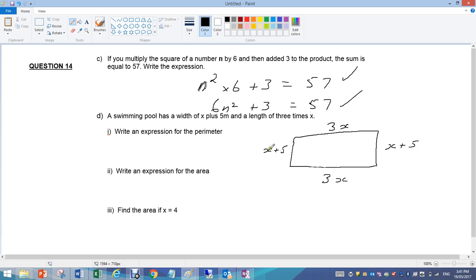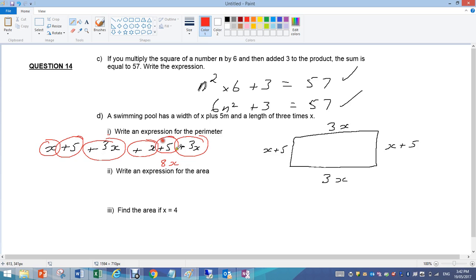Write an expression for the perimeter, so that'd be x plus 5 plus 3x plus x plus 5 plus 3x. And that can actually simplify because there's an x there, plus 3x, that's 4x so far, plus another x, that's 5x, plus 3 more x, that's 8x. And then plus 5, plus another 5, that's plus 10. Okay, that's the perimeter.